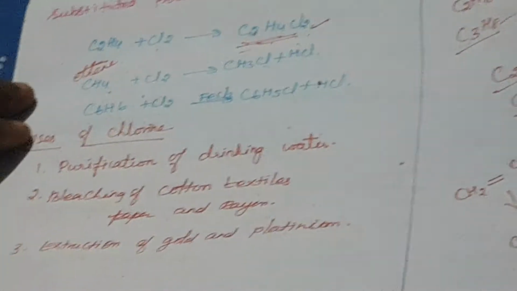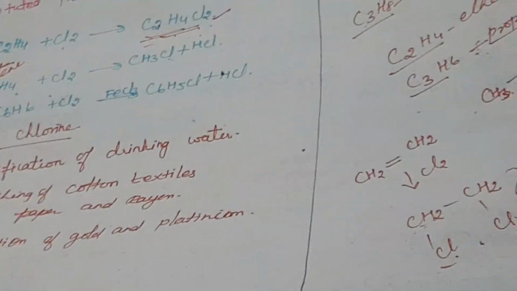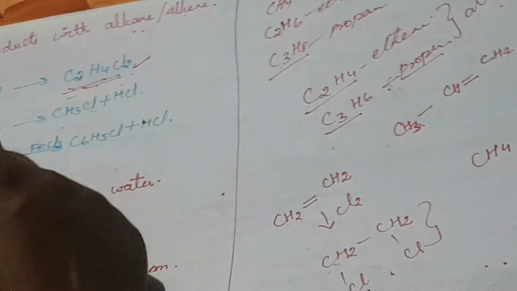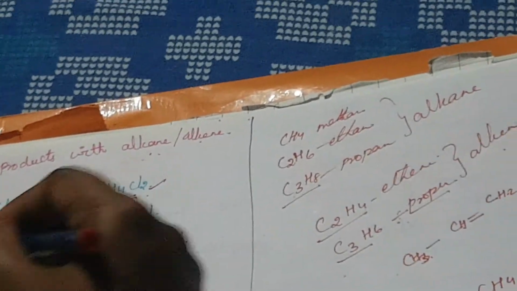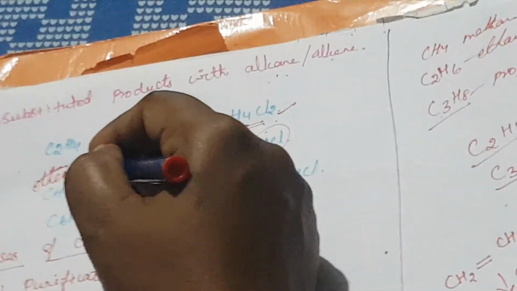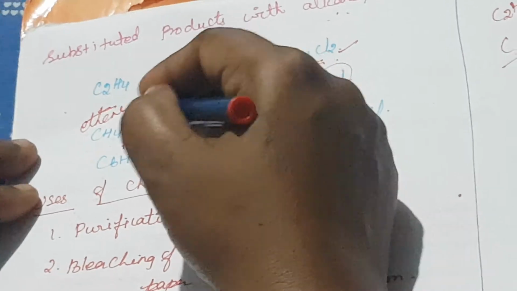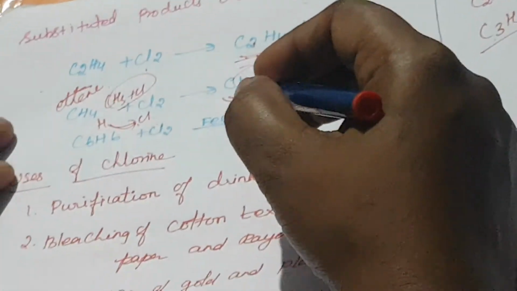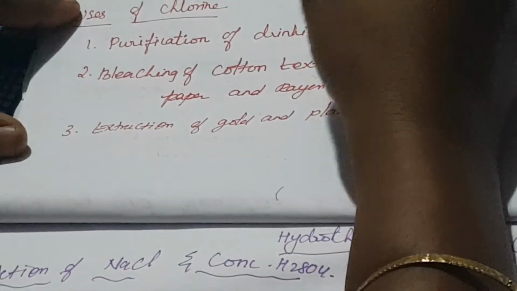Then CH4 plus Cl2 gives CH3Cl. So here methane plus Cl2: removal of one hydrogen and one chlorine to form HCl. The remaining thing is CH3Cl, chloromethane or methyl chloride. Then what is the next compound name?